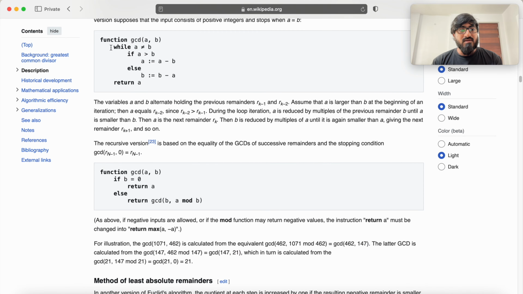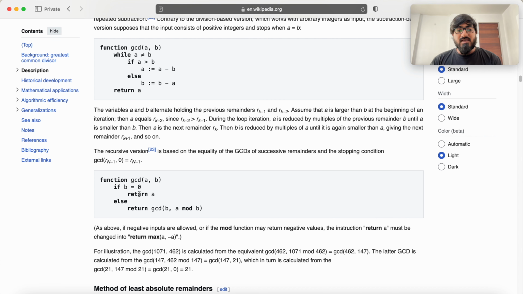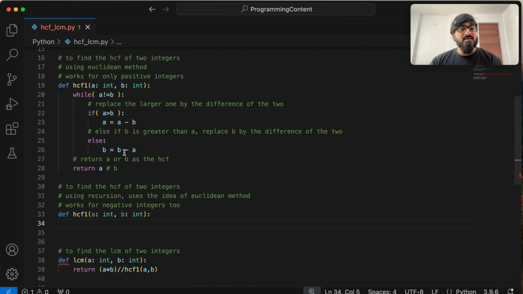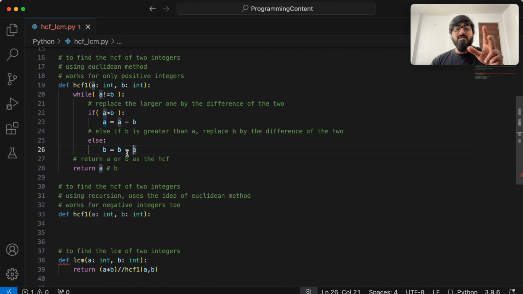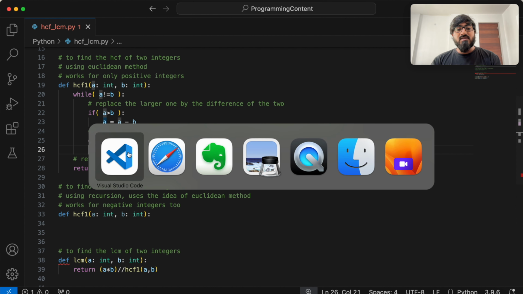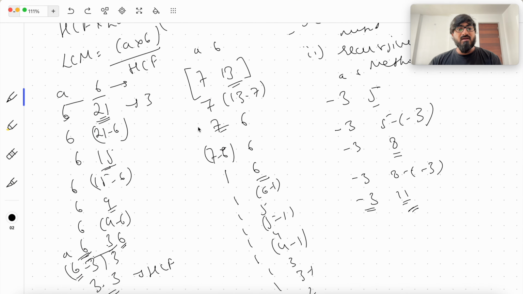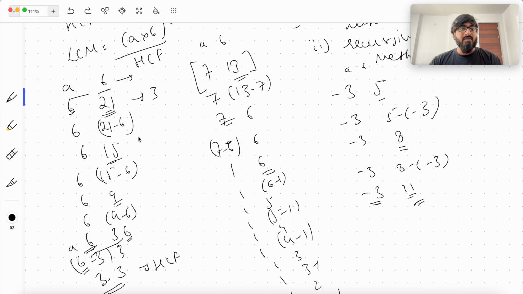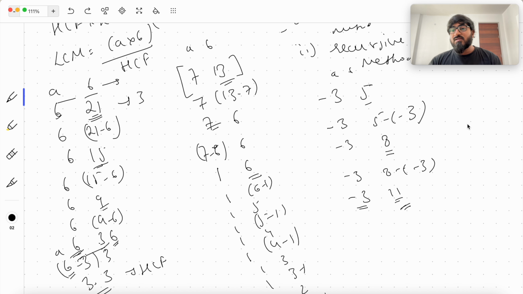In this case we use mod instead of repetitive subtraction. What I mean by that is, we were replacing the larger value by the difference, so continuous subtraction is happening. Instead of that, if you have 6 and 21, the same two integers, replace the larger by the mod. So this is replaced by 21 % 6.